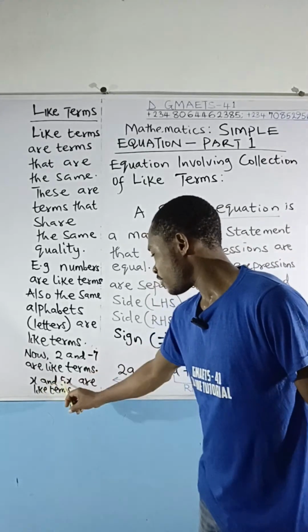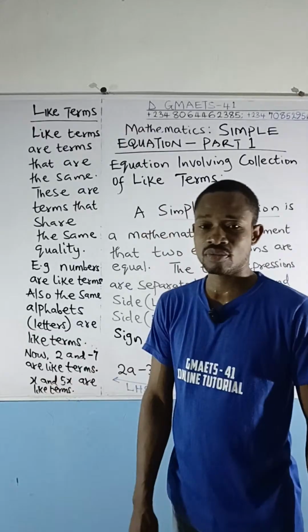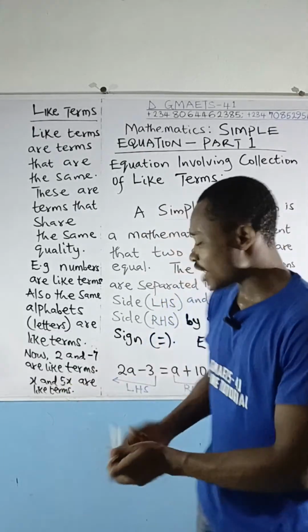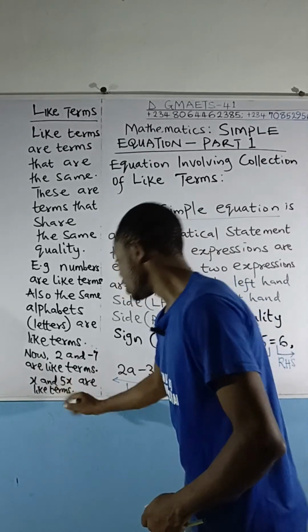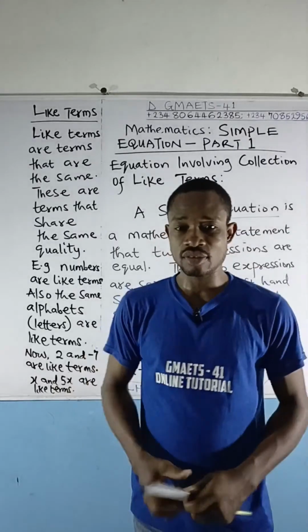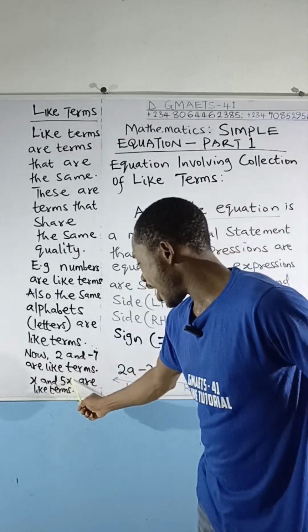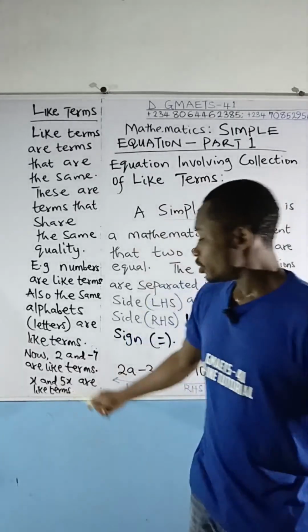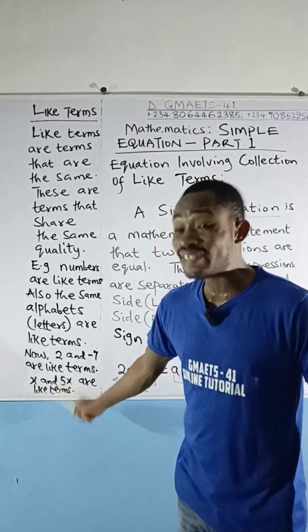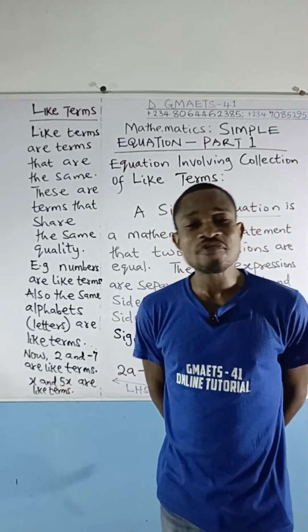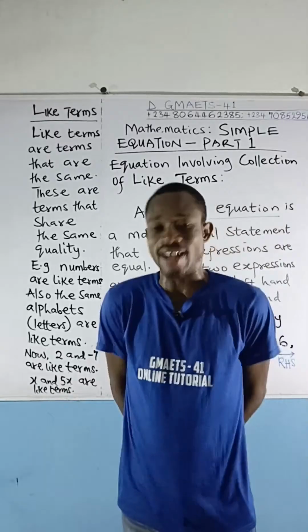X and 5x are like terms. How do I know that? If you look at this other x here, it has 5 attached to it. This is 5 times x, which we pronounce 5x. Between this 5 and x, we have times. So this 5x you are seeing here is actually pure alphabet. The 5 you are seeing there is not really a number.